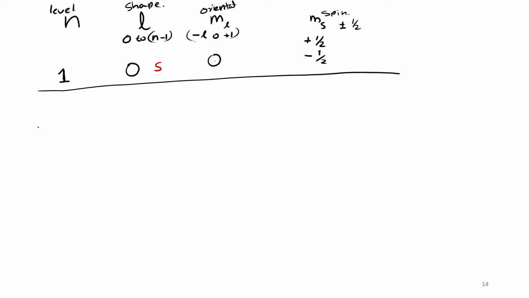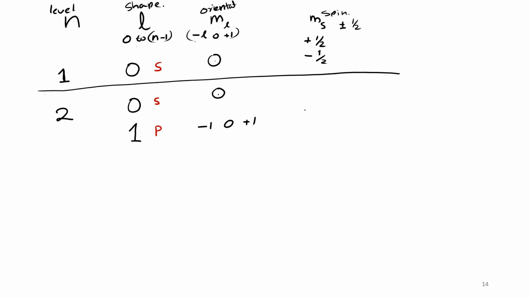Then let's look at level 2. For level 2, L is 0 to n minus 1. So it's either 0 or 1. If it is 0, we have s. If it is 1, it is p. And then we are going to have the ML values. This is 0, this is negative 1, 0 to positive 1. And then we can have plus or minus.